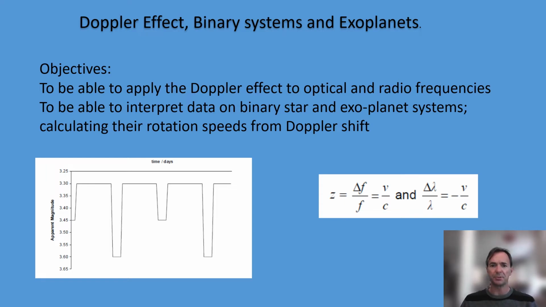To be able to interpret data on a binary star and exoplanet system, so they're going to be given graphs like we've got here. This one isn't a Doppler one, but nevertheless, it's still in understanding different data, giving you different things, and then calculating the rotational speed. So there's lots of techniques of detecting exoplanets and binary systems. I'm going to show you exactly which one you use and when. And it's important to realize the differences between them.